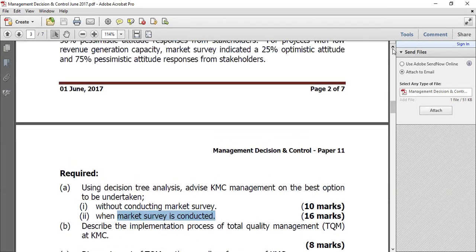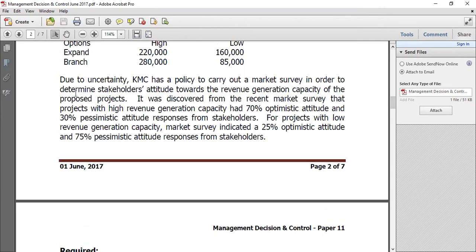this information. Now, would you regard a market survey to be value of perfect info? For example, here they're telling us that due to uncertainty, KMC has a policy to carry out a market survey in order to determine the stakeholders' attitude towards revenue generation capacity of the proposed projects. It was discovered from the recent market survey that projects with high revenue generation capacity had 70% optimistic attitude and 30% pessimistic attitude responses from stakeholders. And then we also have this information. So from this, you can find out the value of this information that we are getting. Is this perfect information or imperfect information? Would you regard this as perfect or imperfect?